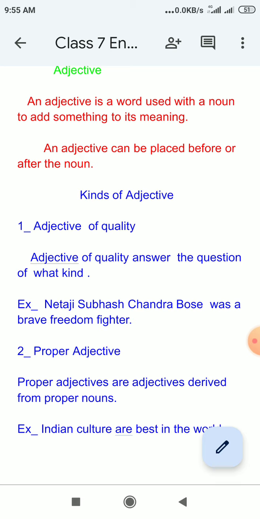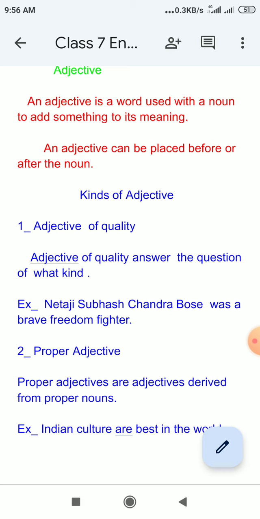Kolkata is a large city. In this sentence, what type of city is Kolkata? A large city. He is an honest man. What type of man is he? An honest man. Adjectives of quality answer the question of what kind of.